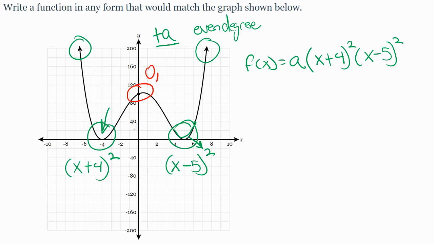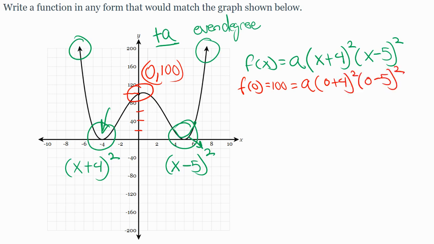The y-intercept is 0, comma, I don't know. I've got to actually look pretty closely. It looks like I'm counting by 20s, so that's 80, so that's going to be 100 there. So 0, comma, 100. And so that means f of 0 is 100. So that's equal to my function here where I plug in 0. So I'm going to say a times 0 plus 4 squared times 0 minus 5 squared.